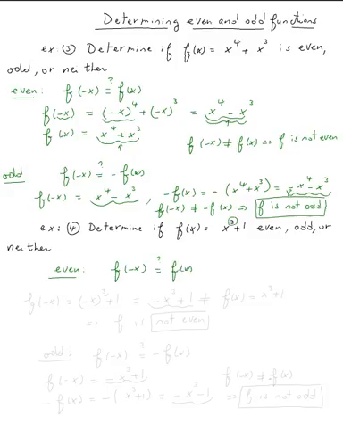x. Now f of negative x is equal to, plugging in negative x for x, (negative x)^3 plus 1. Negative x cubed, because 3 is odd, so this is negative x^3 plus 1. Now this is definitely not equal to f of x, right? Because f of x happens to be x^3 plus 1. So f is not even.